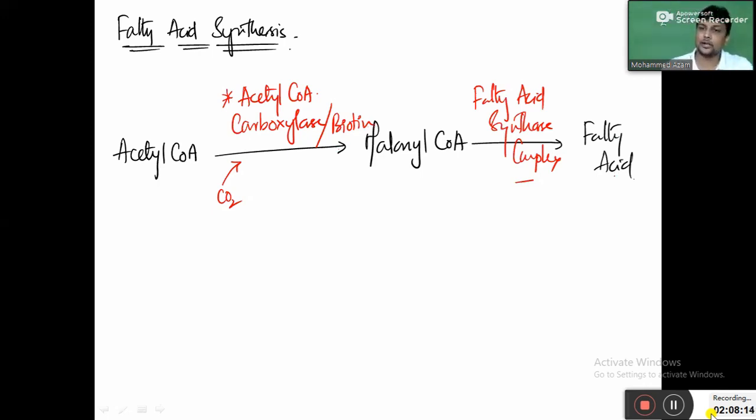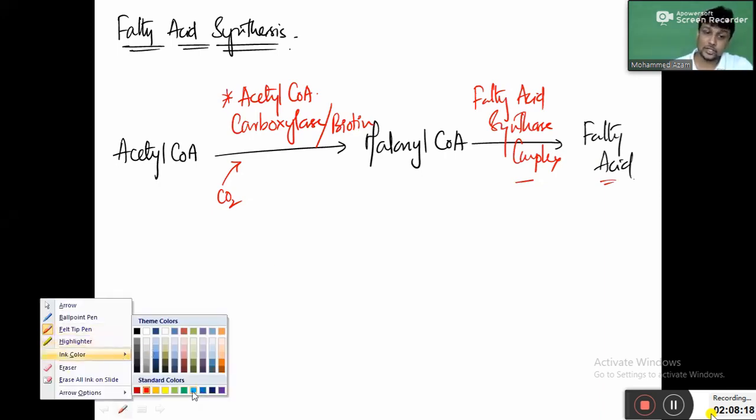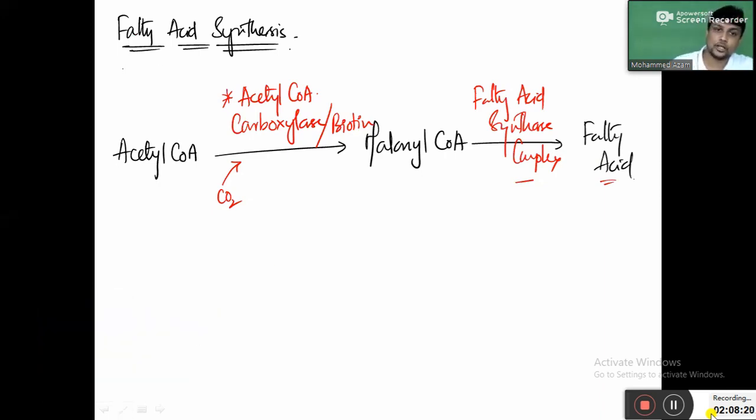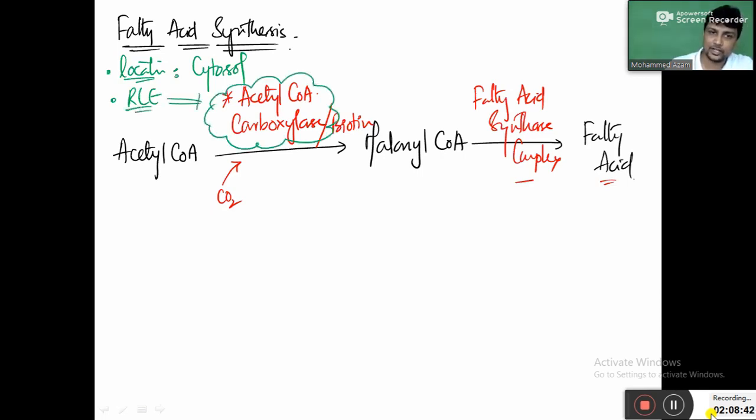Done, I am finished with fatty acid synthesis. Any more points to learn here? Yes, 2 more points. Location. Where is fatty acid synthesis taking place? Remember, it is taking place in the cytosol, in the cytoplasm. And not only that, what is the rate limiting enzyme? As I told you, only one enzyme to remember here. Which one, guys? Acetyl-CoA carboxylase. This itself is the rate limiting enzyme.